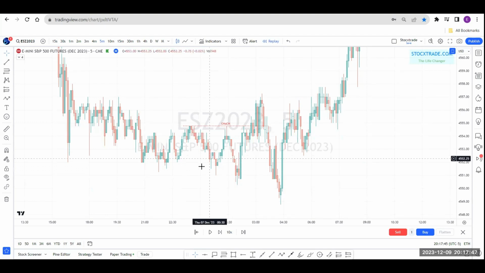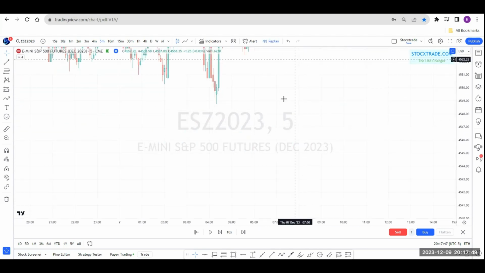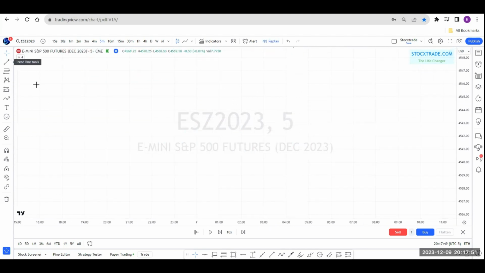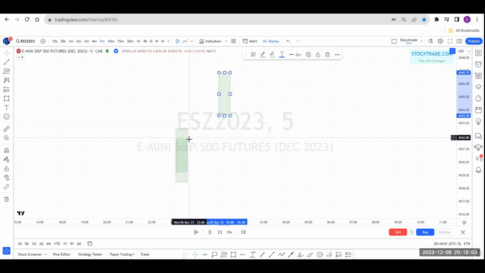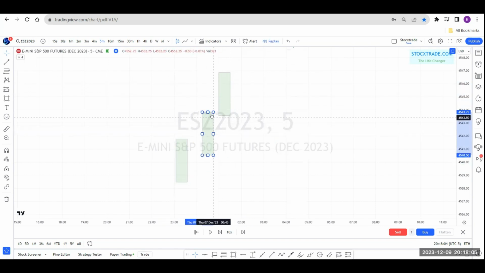That's right. Okay, what is the fair value gap? It is like skipping the second candle. So the gap between the first and third candle. Yes, closing and opening of the first and third.